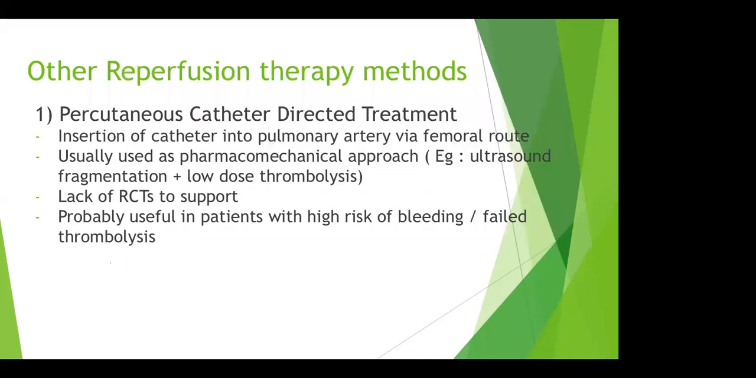Okay, so there are other methods of reperfusion as well. So there's the percutaneous catheter directed treatment. So essentially, much like your angio, you put a catheter into the femoral vein and you approach the pulmonary artery. And then by that catheter, you can do a lot of fancy things. So you can use ultrasound to fragment the thrombus, you can aspirate, you can inject saline. So there are multiple ways. You can even give a very low dose thrombolytic agent. So that's more advanced. Not many centers have it.